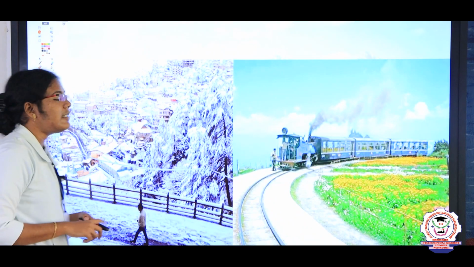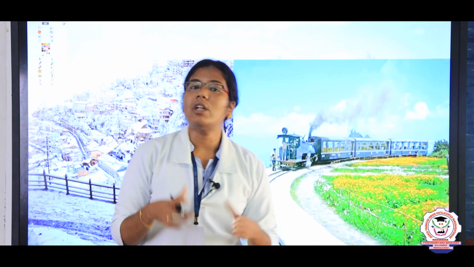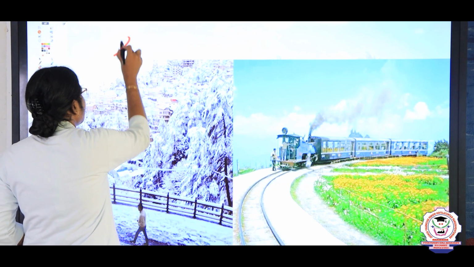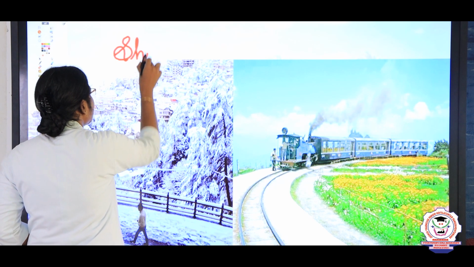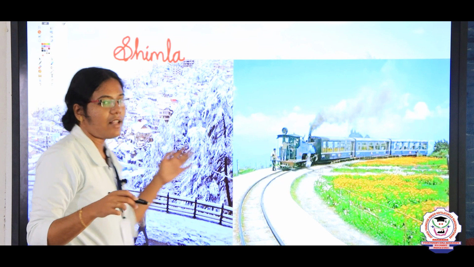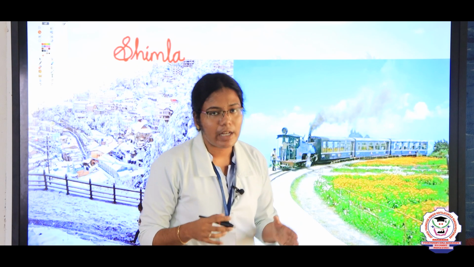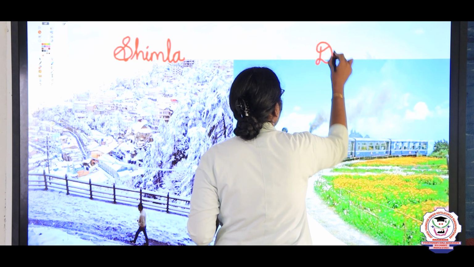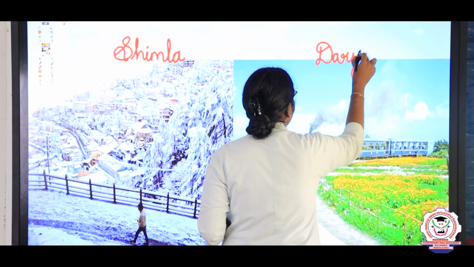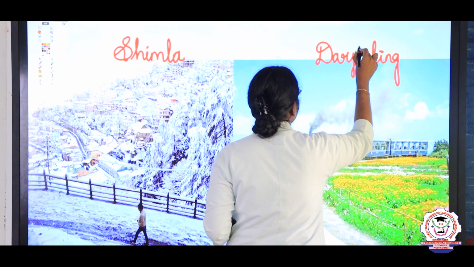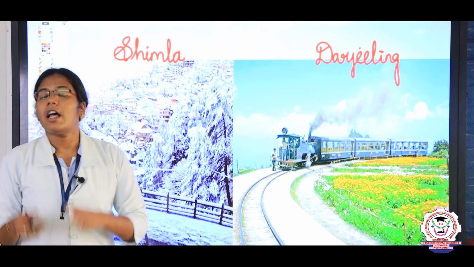In the summer season, people would like to go to hill stations like Shimla, Darjeeling, and Ooty. During the summer season we all love that, right? Why? Because in those places we enjoy a pleasant climate. As well as, the higher we go, the temperature automatically decreases.